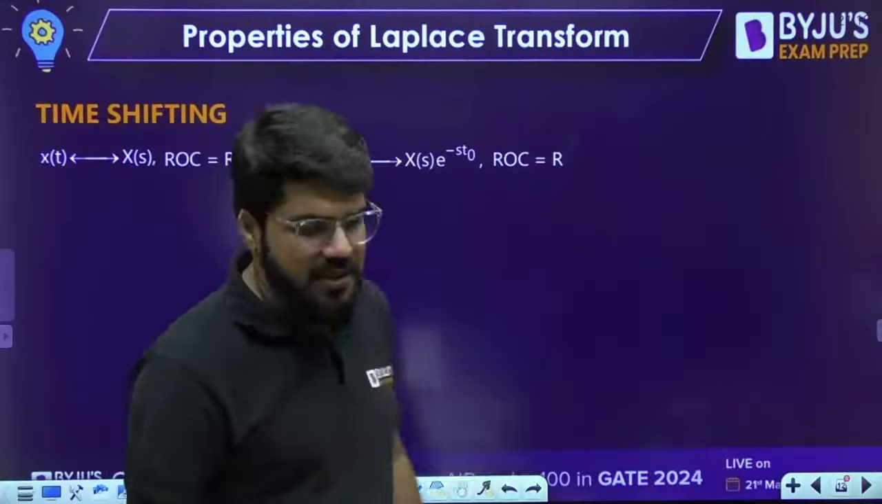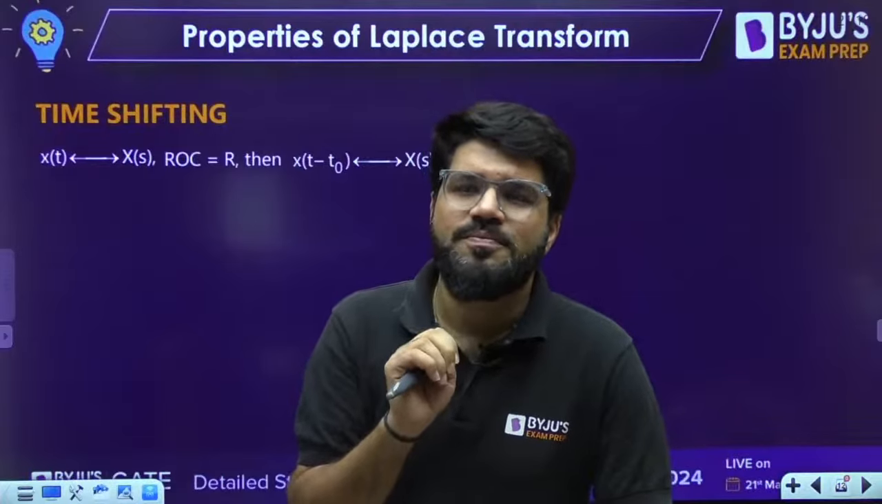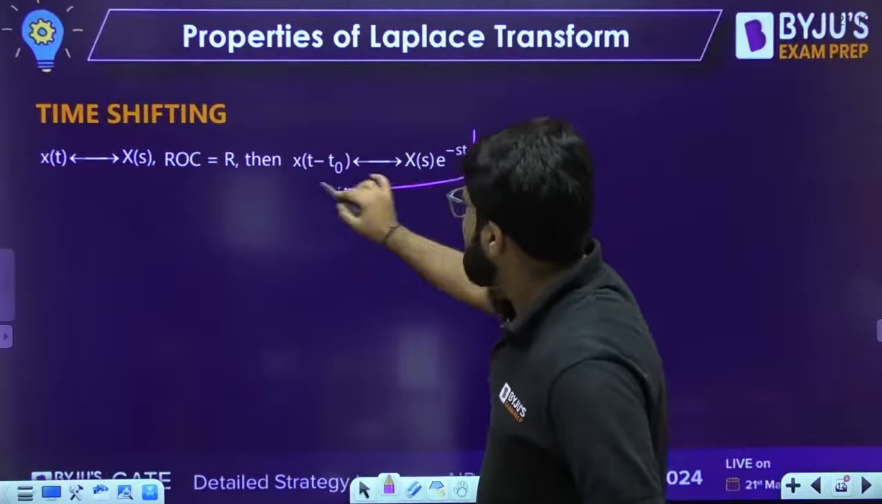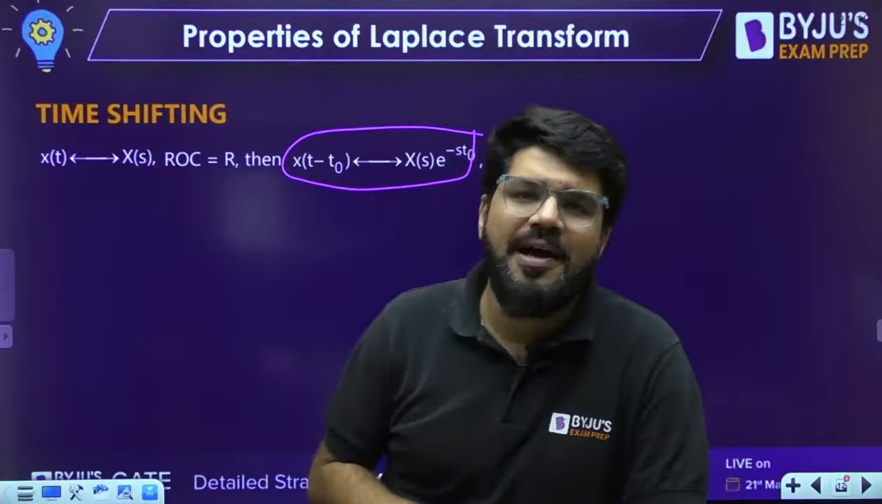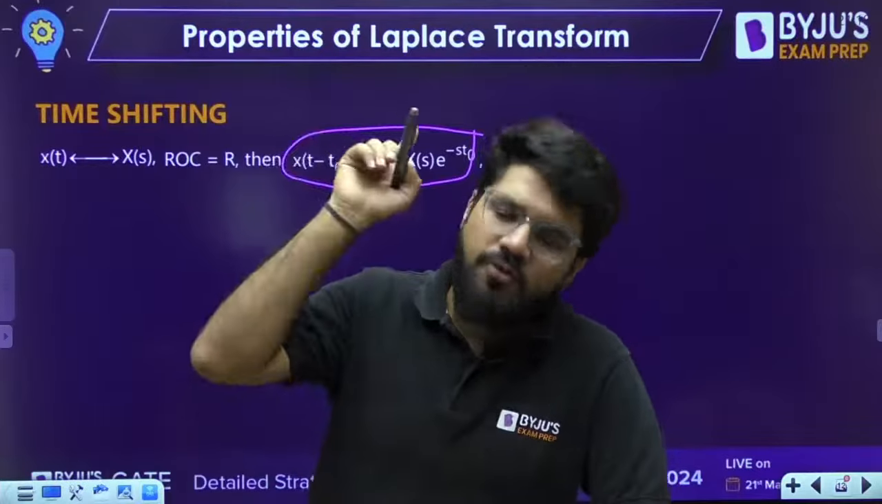Now, why is there no change in ROC? When I am talking about properties of the Laplace transform, only remember the property of the Laplace transform. It is not necessary to remember the ROC property. Because if you have followed the previous class on ROC, or if you have not followed, you can watch it again.